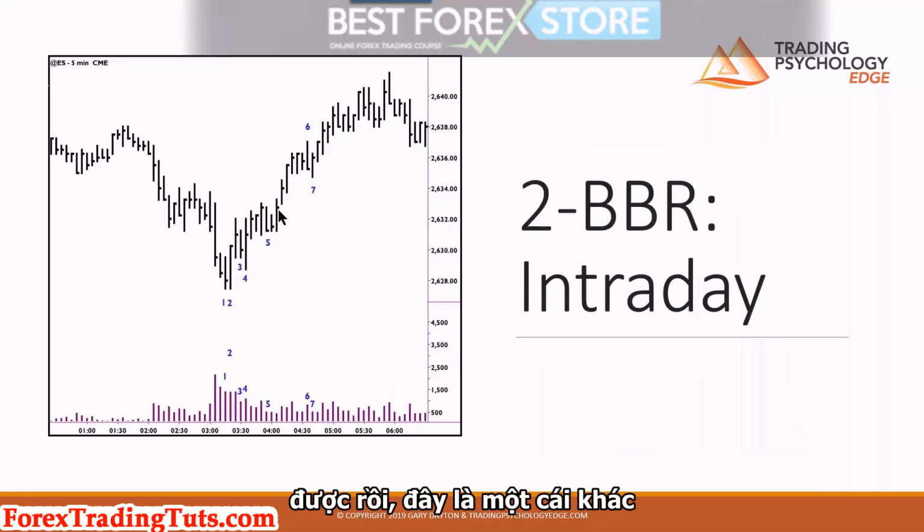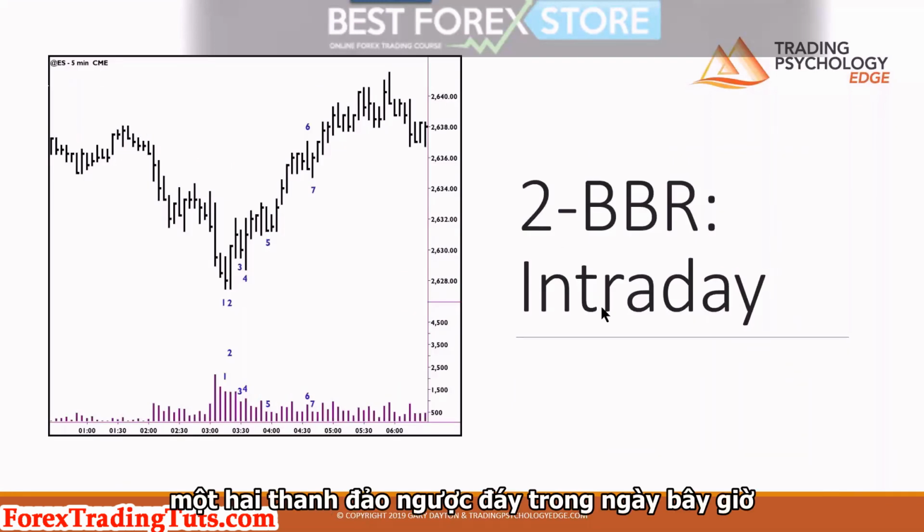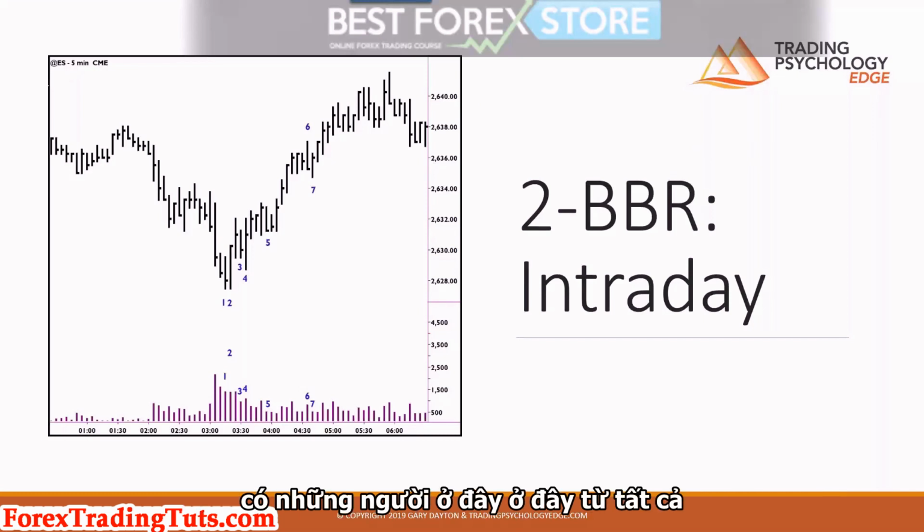Okay, here's another one, a 2-bar bottom reversal intraday. Now, there are people in here from all over the world, including folks in Europe trading the European session, and some folks in Japan and Indonesia and Singapore, Malaysia. I've got clients in New Zealand and Australia. So I purposefully picked this period of time out.